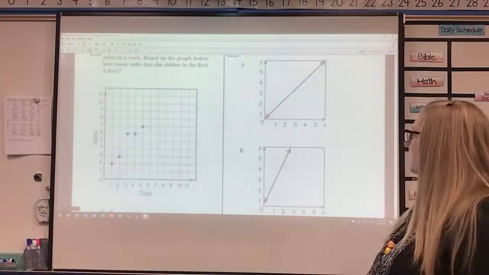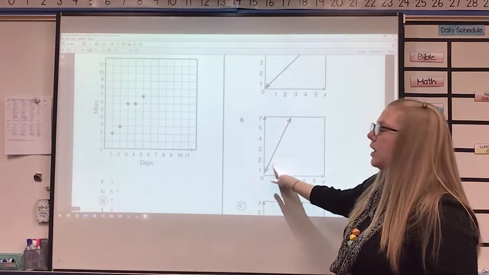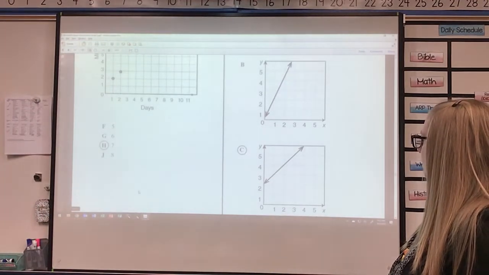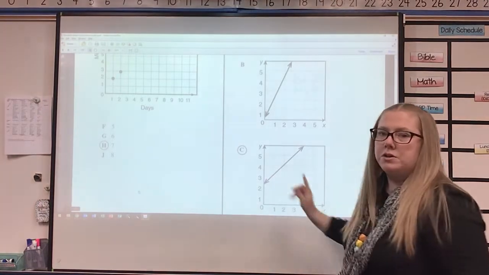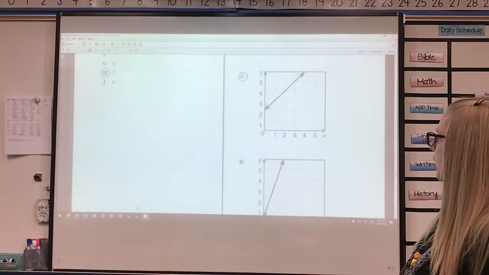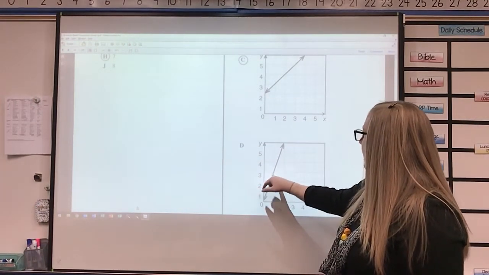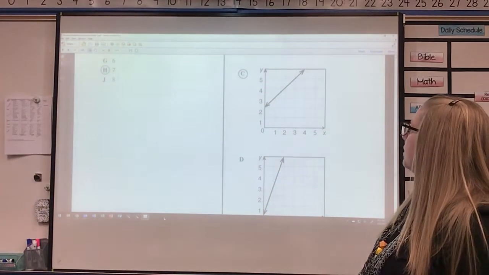Okay, is 1, 3 on this graph? No. Is 1, 3 on this graph? No. Is 1, 3 on this graph? Yes, it's right here. So that's why it was C. And then if I check D just to be sure, if I go 1 and 3, it is.